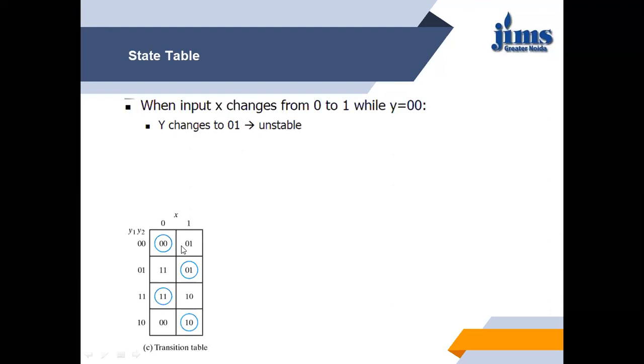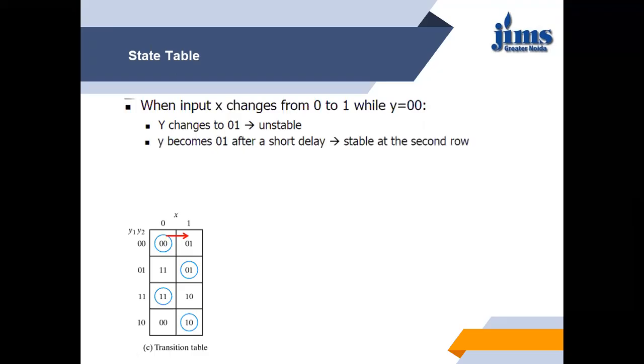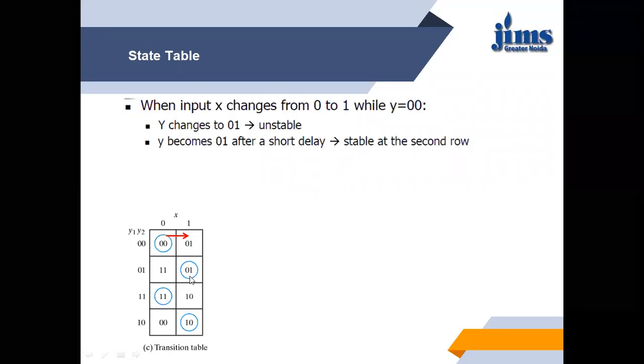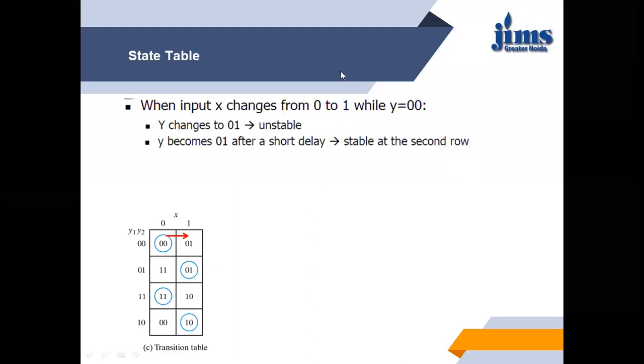So what happens? Y changes to 0, 1, which is an unstable state, as it is not circled. Whenever capital Y is 0, 1, after some time this small y again becomes 0, 1. So y becomes 0, 1 after a short delay, and it is stable in the second row. The system comes to be in the second row. In the second row, 0, 1 is a stable state. So the next state is y equals 0, 1.